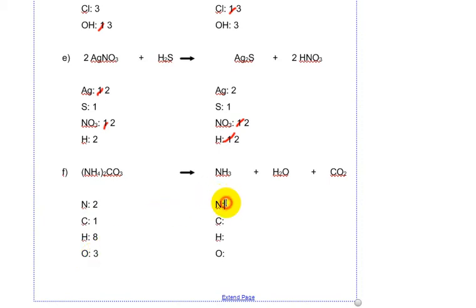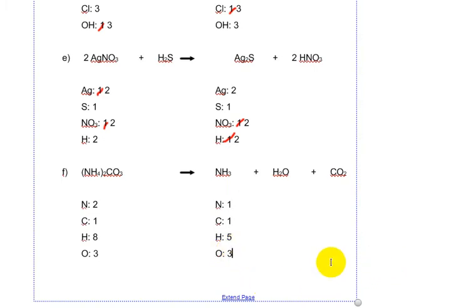And on the right hand side I have 1 nitrogen, 1 carbon, 3, 4, 5 hydrogens, and 1, 2, 3 oxygens.